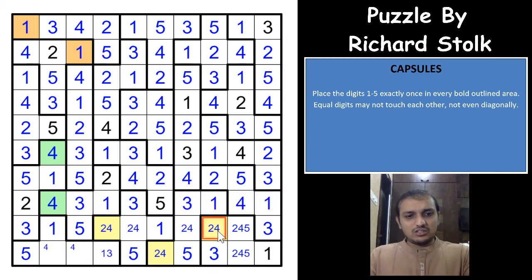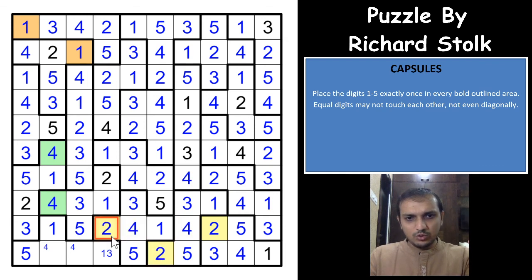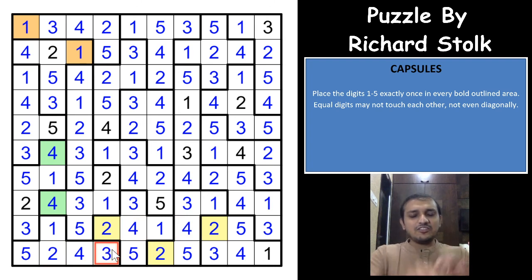Because I can see that I can solve this Sudoku, I mean to say this puzzle easily, right? This 4 will give you a 2, a 5, a 4 here. This 2 will give you a 4 and a 2, that gives you a 4 and a 2, that gives you a 2 and a 4 and a 3 here. And with that we complete this excellent gorgeous capsules puzzle by Richard Stock.